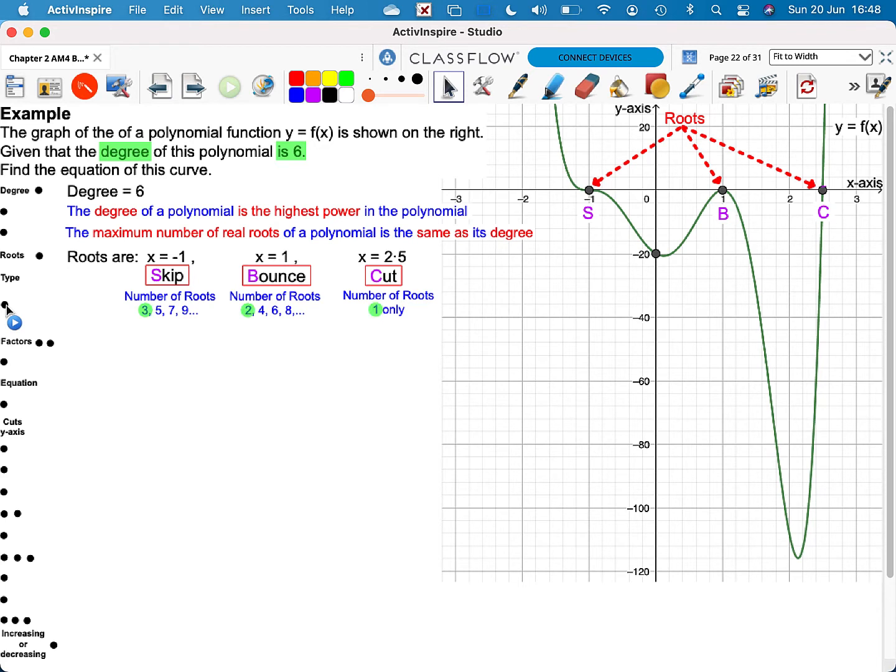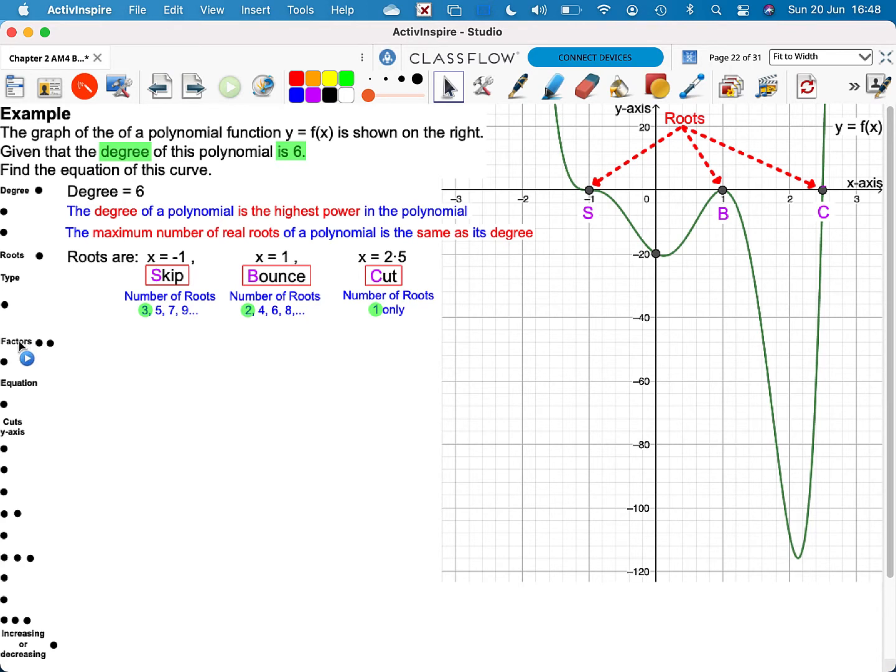In this case, we know that the maximum number of roots is 6. So the first thing we do is highlight the lowest number possible, and it just so happens that 3 plus 2 plus 1 gives us 6. So we know that the skip is a 3, not a 5. If it was a 5, 5 plus 2 plus 1 is 8, which exceeds the maximum number of roots that we can have. So always watch out for that. Make sure you choose a number that doesn't go higher than the degree.